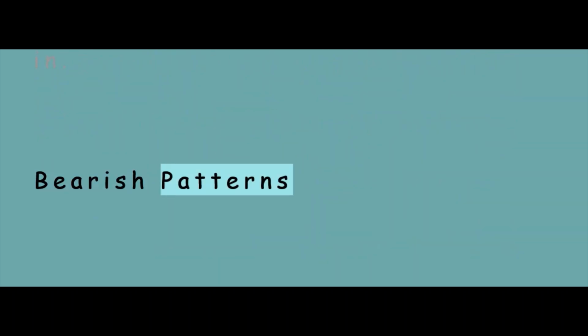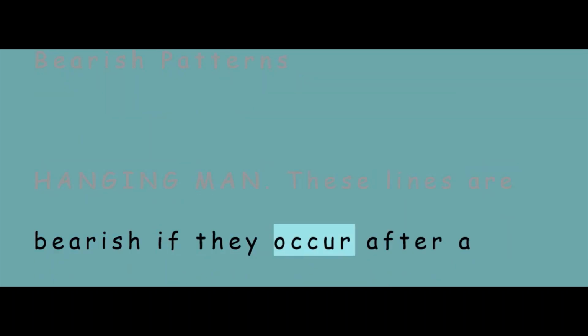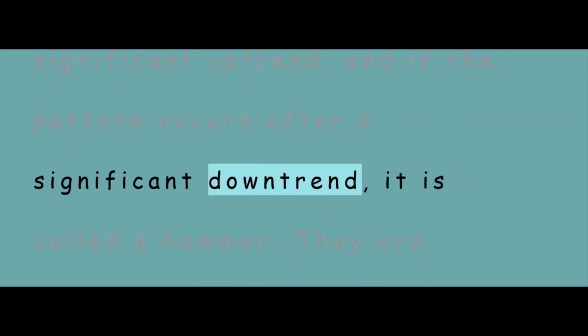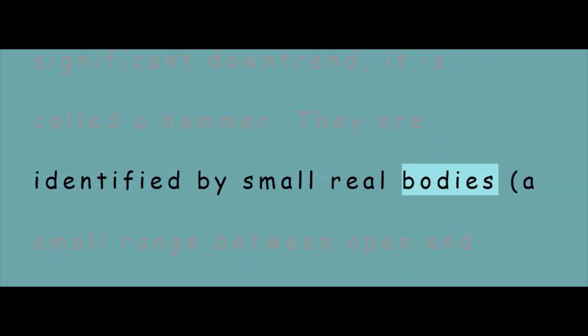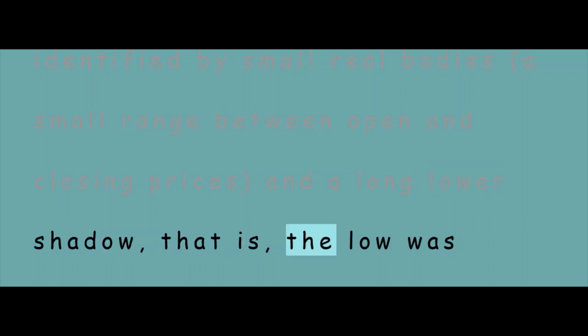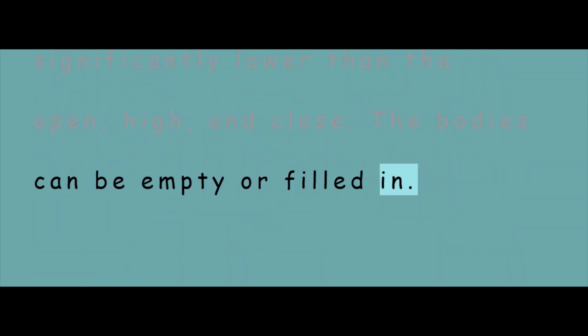Bearish patterns. Hanging man. These lines are bearish if they occur after a significant uptrend, and if the pattern occurs after a significant downtrend, it is called a hammer. They are identified by small real bodies, a small range between open and closing prices, and a long lower shadow, that is, the low is significantly lower than the open, high, and close. The bodies can be empty or filled in.